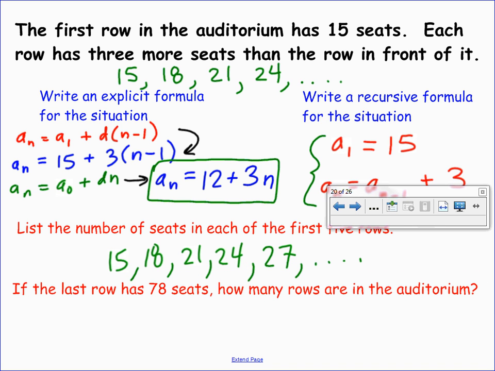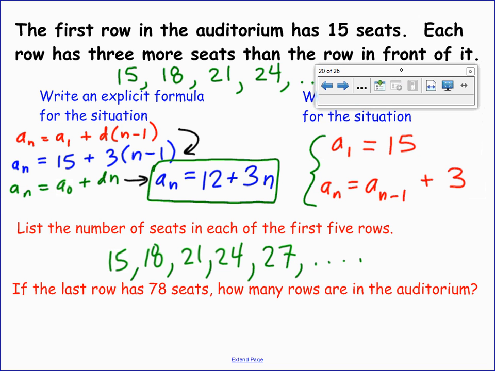If the last row has 78 seats, how many rows are in the auditorium? That's a great question. Which formula do I want to use for that? Do we want to use the explicit or the recursive formula for that? Which formula would you rather use to figure out the answer to that question? Ben? Explicit. How come? Because 78 is part of the number.